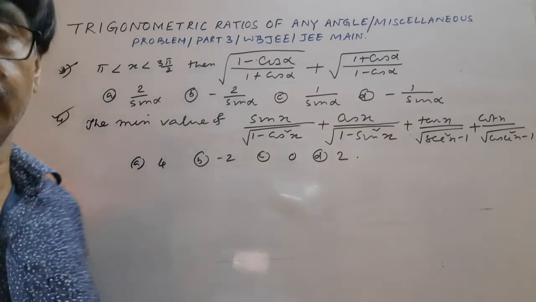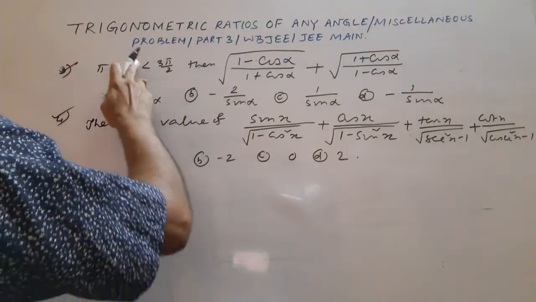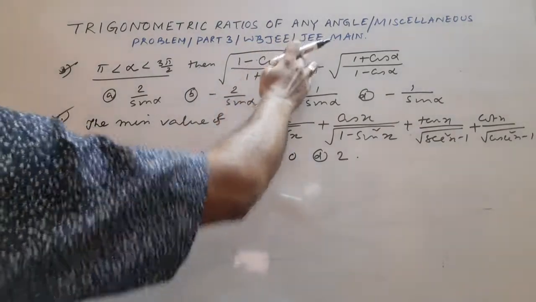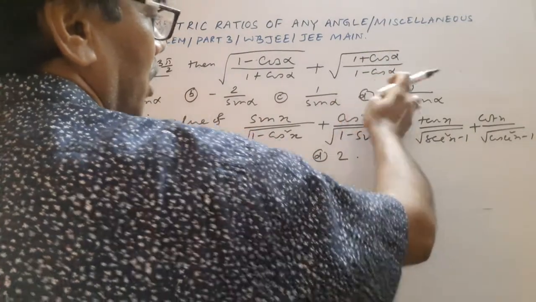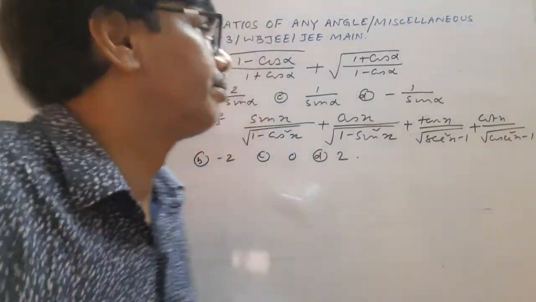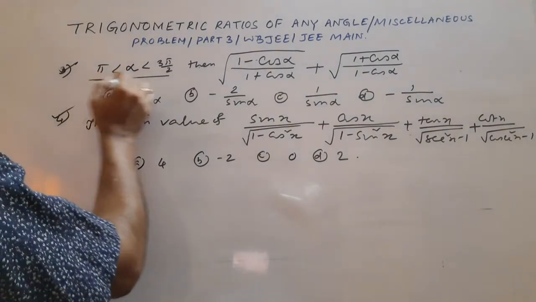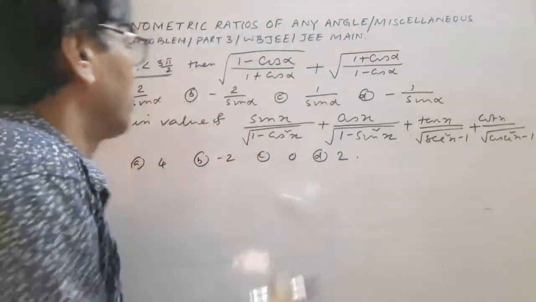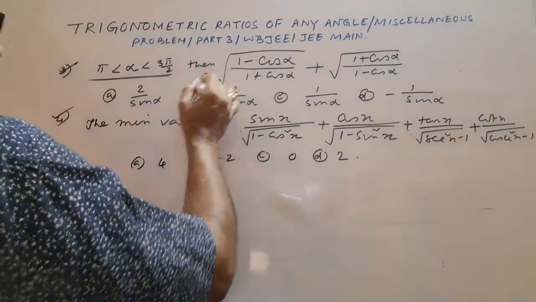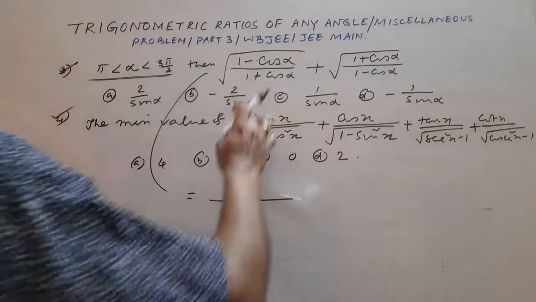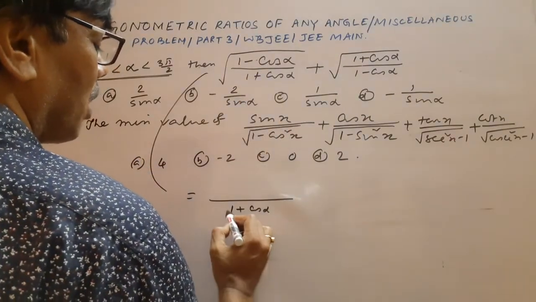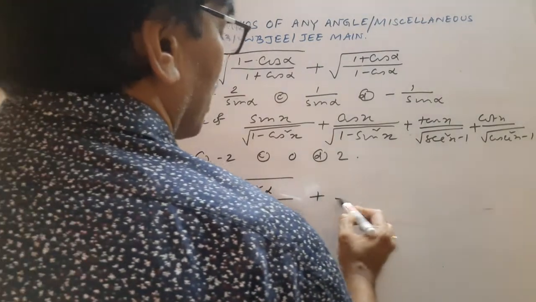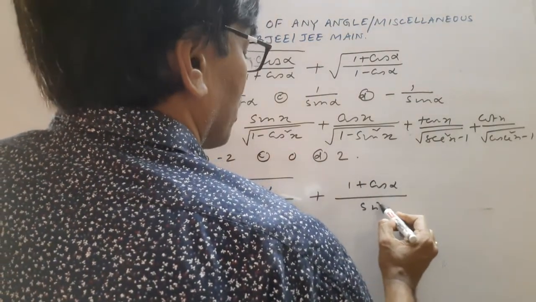Now we consider problems number 3 and 4. They are of the same type. If alpha is in the third quadrant, then what is the value of the square root of (1 minus cos alpha) by (1 plus cos alpha) plus the square root of (1 plus cos alpha) by (1 minus cos alpha)? Now look, if it is not given, then it is a class 10 problem where we suppose alpha is in the first quadrant, but here it is in the third quadrant. So if we simplify, this is the root of (1 plus cos alpha) whole square by sine square alpha, and this is the root of (1 plus cos alpha) by sine square alpha.